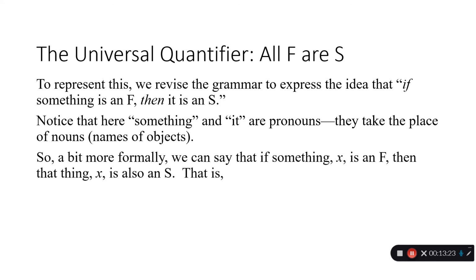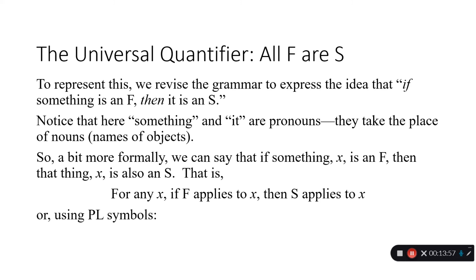So we can put it like this. Even more formally, we can say, if something, X, is an F, then that thing, X, is also an S. That is, for any X, if F applies to X, then S applies to X. All F's are S's is: take anything you want, call it X. Whatever X you pick, if F applies to that, then S applies to that. If the X you pick is a fish, then the X is also a swimmer.